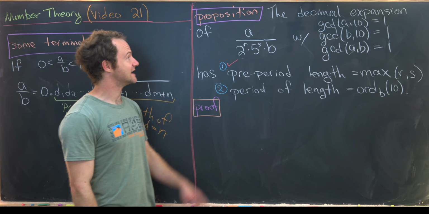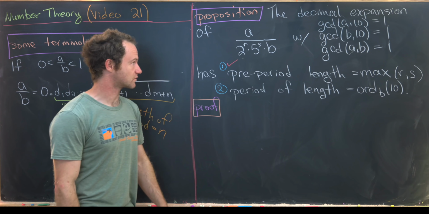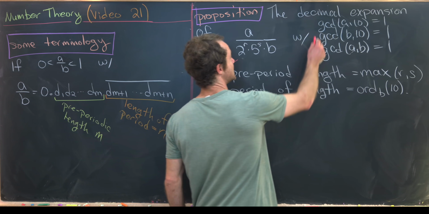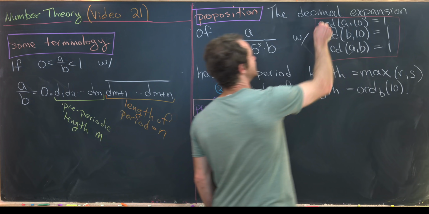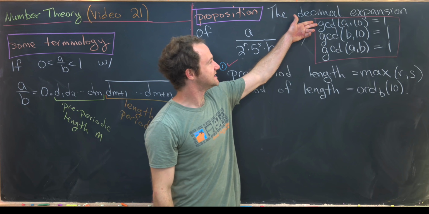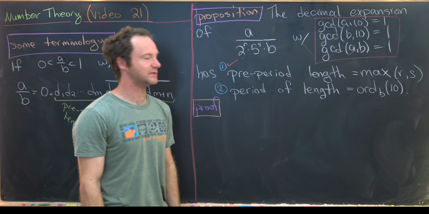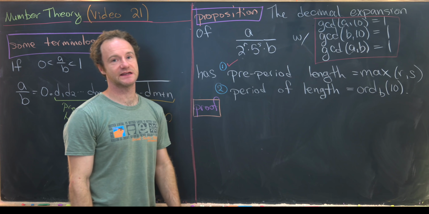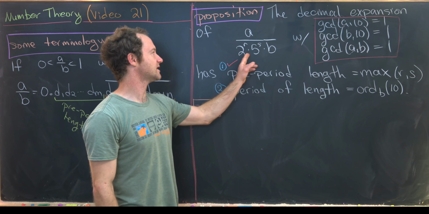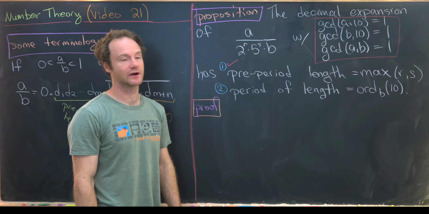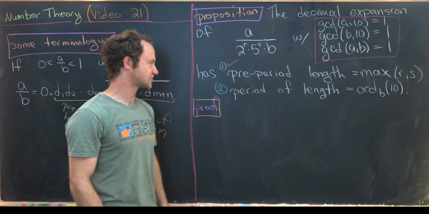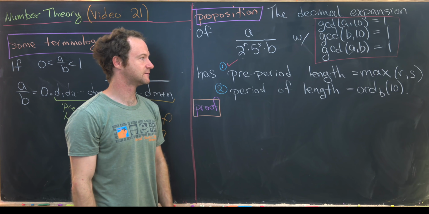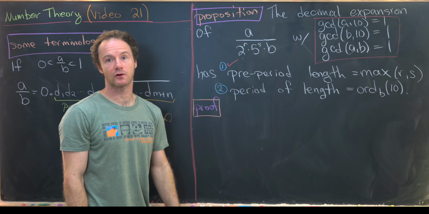Okay, so now we've got a final proposition, which is really a corollary of these other things that we've seen. And that is the decimal expansion of this rational number a over 2 to the r times 5 to the s times b, where we have these GCD requirements. Notice the GCD of a and 10 is 1, the GCD of a and b is 1. That just means that this is in lowest terms. And then the GCD of b and 10 is also 1. That means we factored every factor of 2 and 5 out of the denominator already. So this type of rational number has a pre-period of length maximum of r and s.